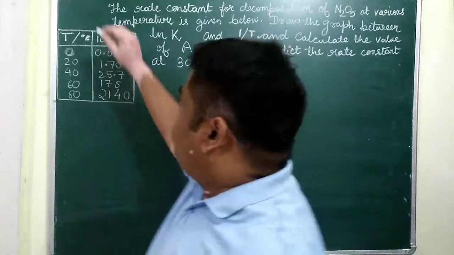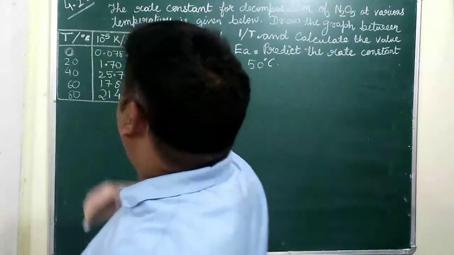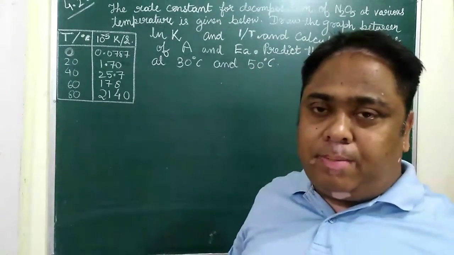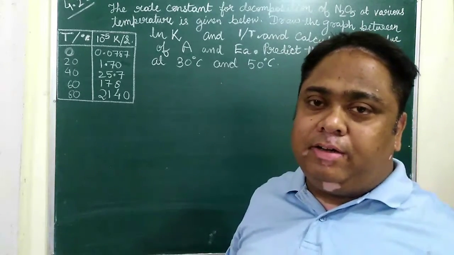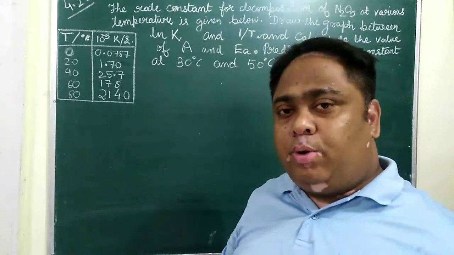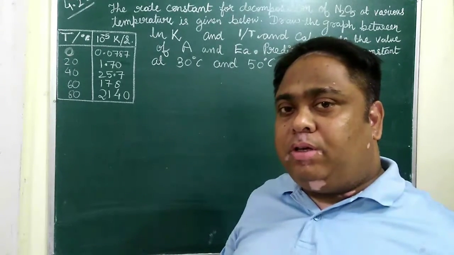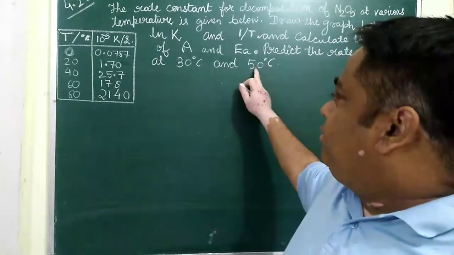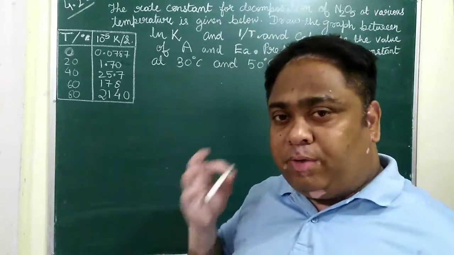Hello, this is question number 4.22 of the chapter Chemical Kinetics from the exercise. This is quite a lengthy problem and you need to do lots of calculation to tabulate the data required to prepare a graph, and from that graph you have to find out the slope to find out the activation energy, and then again you have to find out the rate constant at given temperatures, that is 30 degrees C and 50 degrees C. So before solving this, I will give you the blueprint of the thought process we are going to apply.